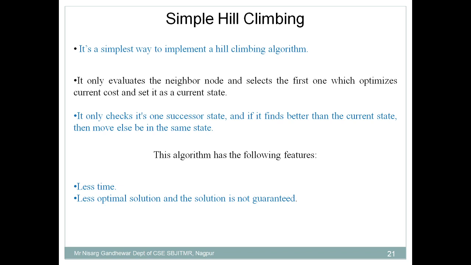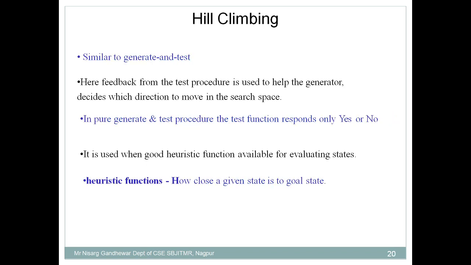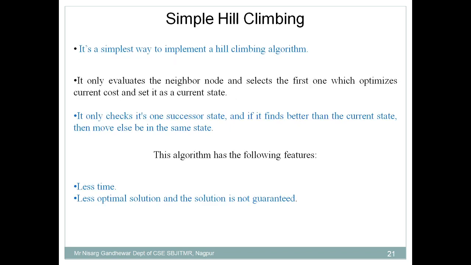Now we'll have some more idea about simple hill climbing, because in the hill climbing category there are two algorithms or techniques. One is simple hill climbing and the second one is steepest ascent hill climbing. In today's video we are going to discuss the simple hill climbing technique. So what we say about the simple hill climbing algorithm is that it is the simplest way to implement hill climbing.